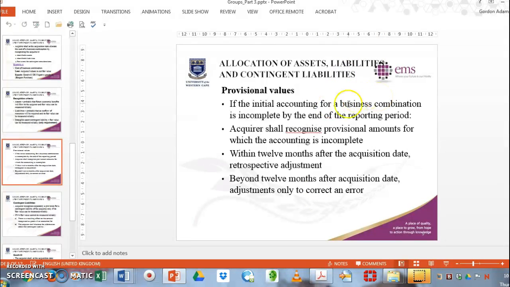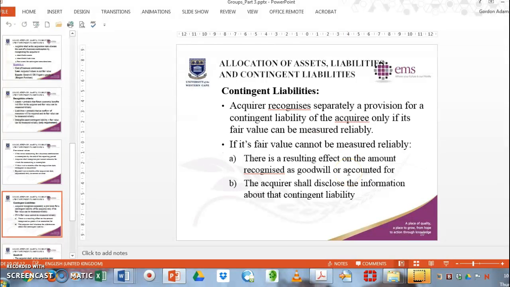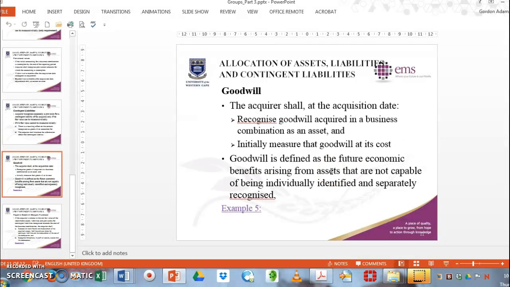We won't deal with provisional values, so we will skip this, but essentially, if we cannot reliably estimate the fair values at the date of the acquisition, we are allowed to use provisional values that we must adjust within 12 months after the acquisition date if they are materially different. Contingent liabilities, we won't deal with this either at this point in time.